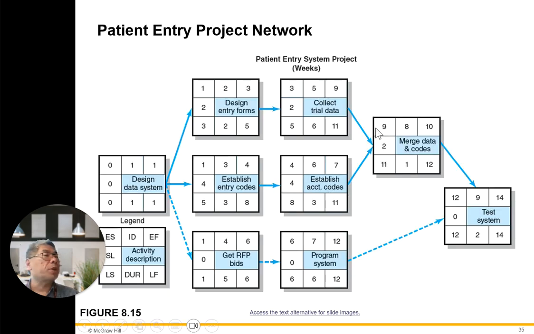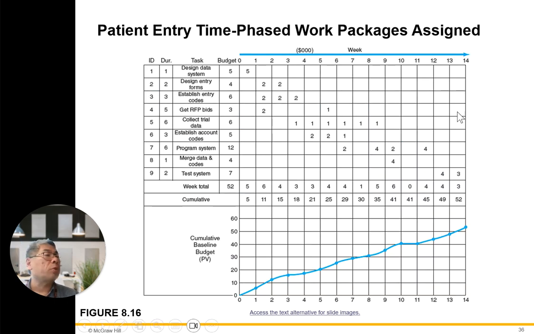And then the patient project network gives you an idea of the design all the way to entry forms and service entry codes, RFP program, and then collect initial data, establish accounting codes, program the system, merge the data and codes, and then test the system over and over again. You need to redo tasks sometimes many times to make sure it works properly. Do also a stress test for the project.